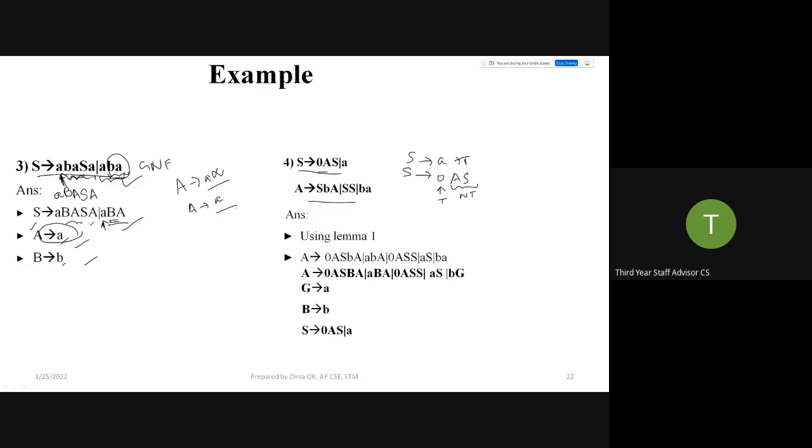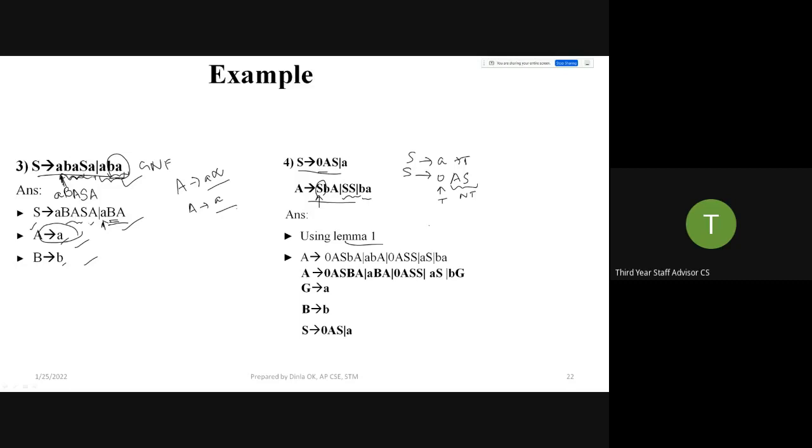But here we can see that A implies SBA. In SBA, first of all, we have a non-terminal, so we can say that this is not in Greibach normal form. Then next we have only non-terminals, two non-terminals. It is also not in Greibach. This is also not in Greibach. But according to lemma 1, we can replace the non-terminal with the right hand side of its production.